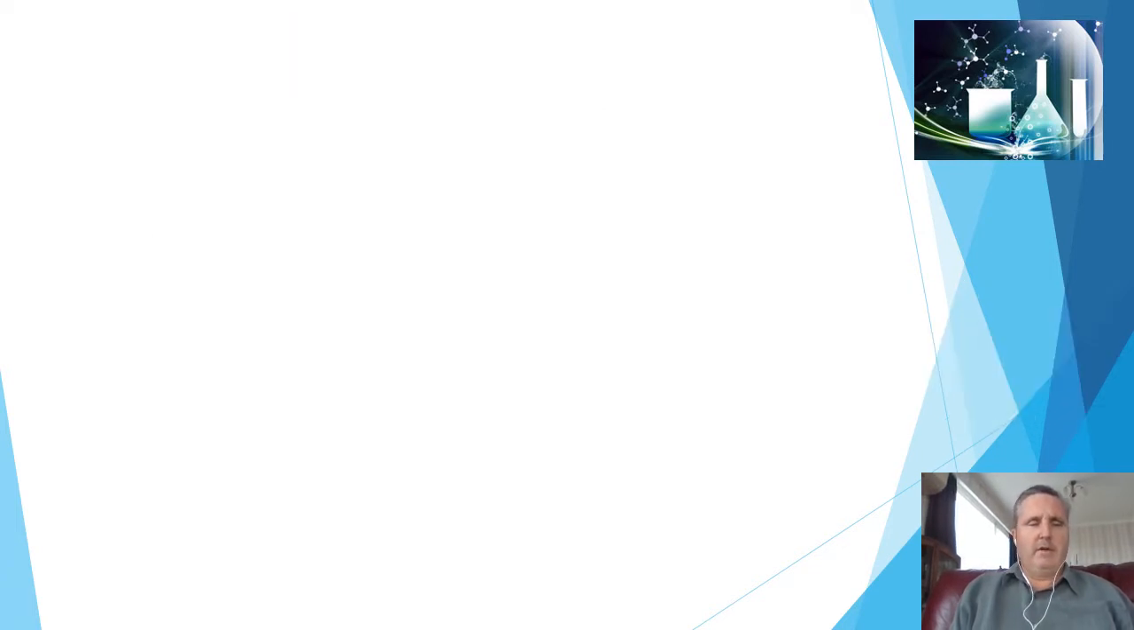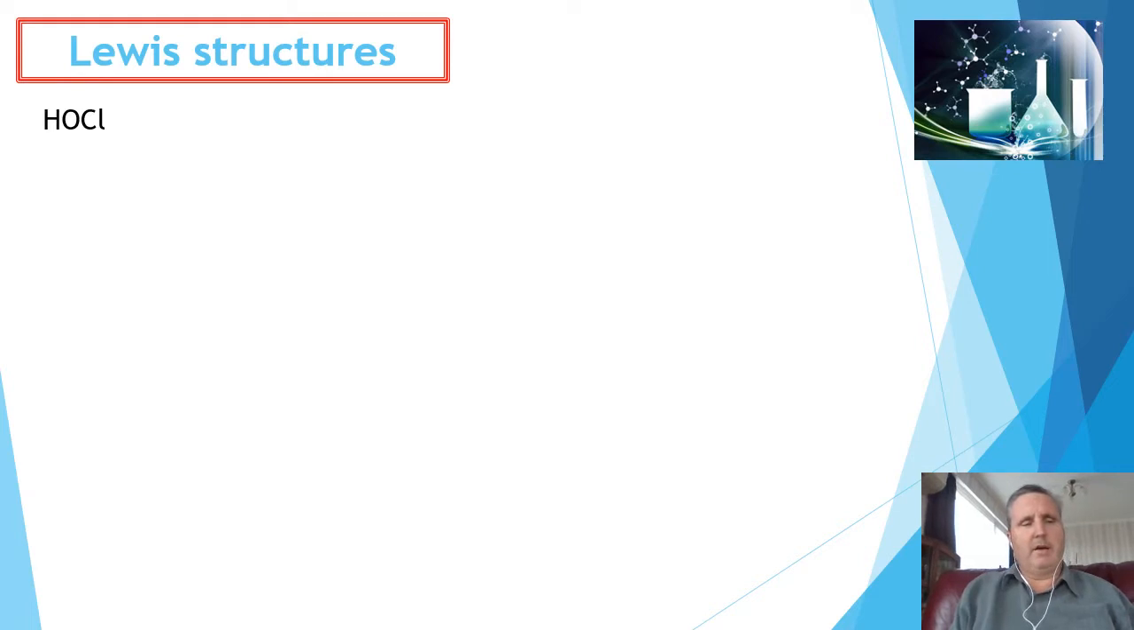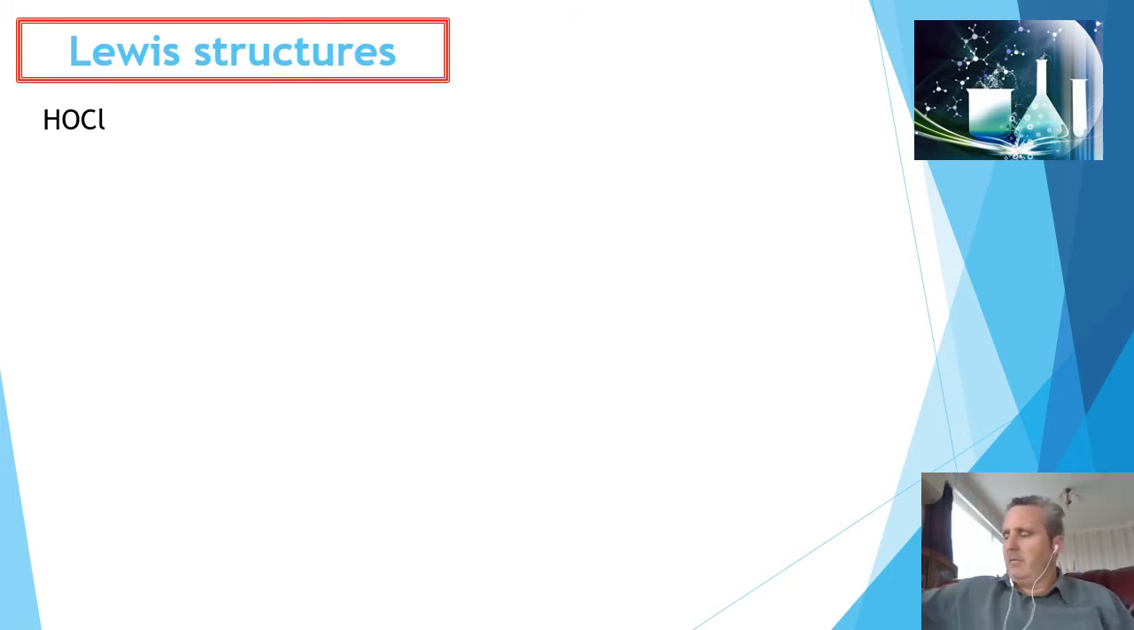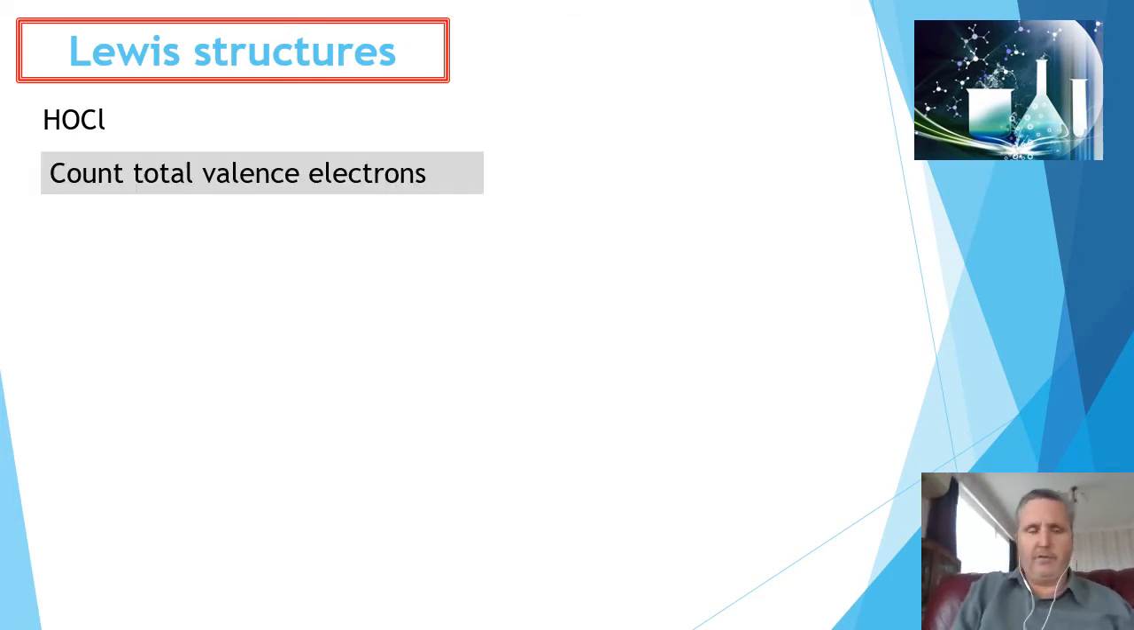So let's have a look at our first example here, HOCl. We want to draw the Lewis structure for this. Basically, the first thing we do when we draw the Lewis structure is count the total number of electrons.